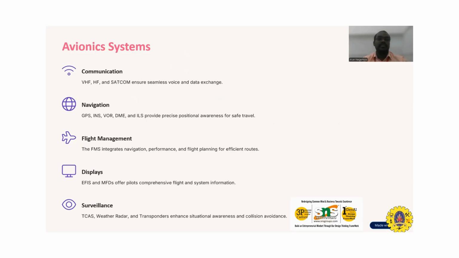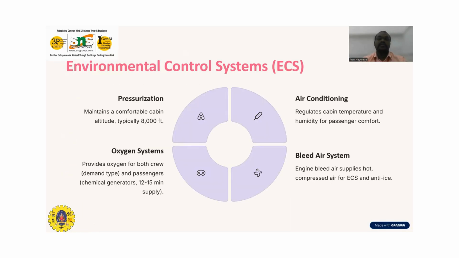The next one is the flight management system. Here the flight management and flight planning performance are monitored by this system. For displays, they are using EFIS and MFD displays. For surveillance purposes, the radar transponder can be used.